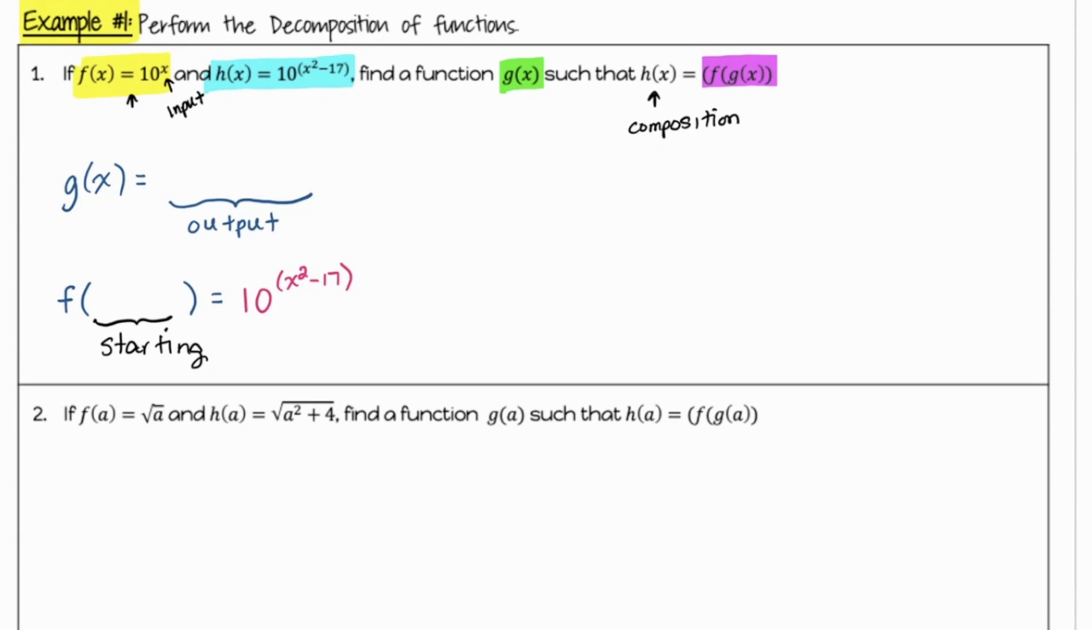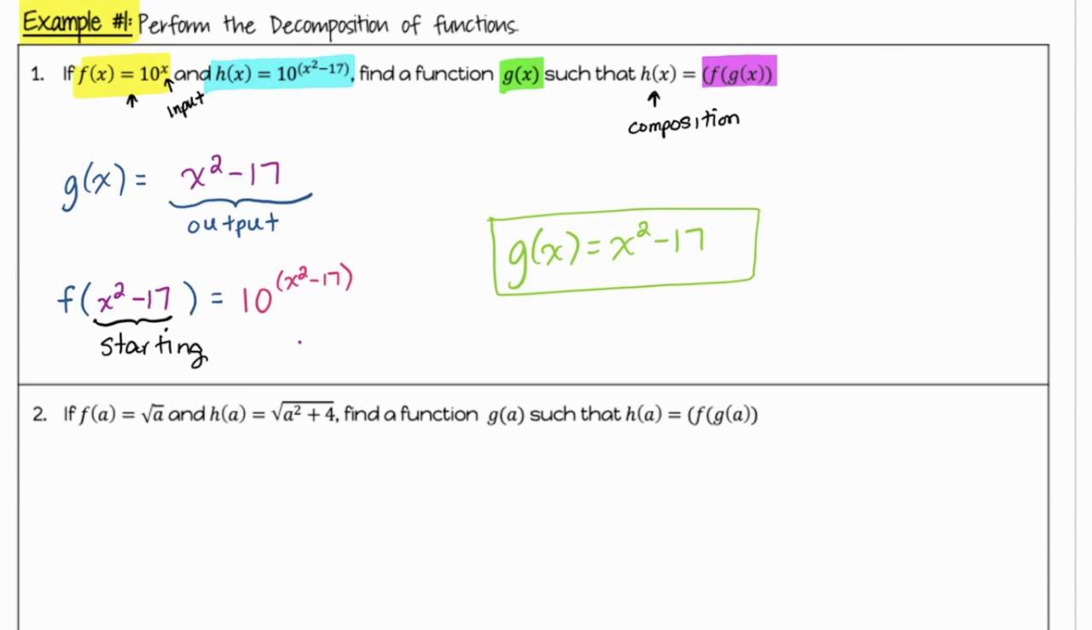The input could have been x squared minus 17. Why? Because my f of x function is 10 raised to the input. And if I know that the input is x squared minus 17, that must have been the original output for g of x, or my original g of x function, leading to my answer, g of x is equal to x squared minus 17. Now, this is the way I thought of it. Is this the only way? No. You could figure out different inputs. As long as the composition piece comes out true, then your answer is correct.